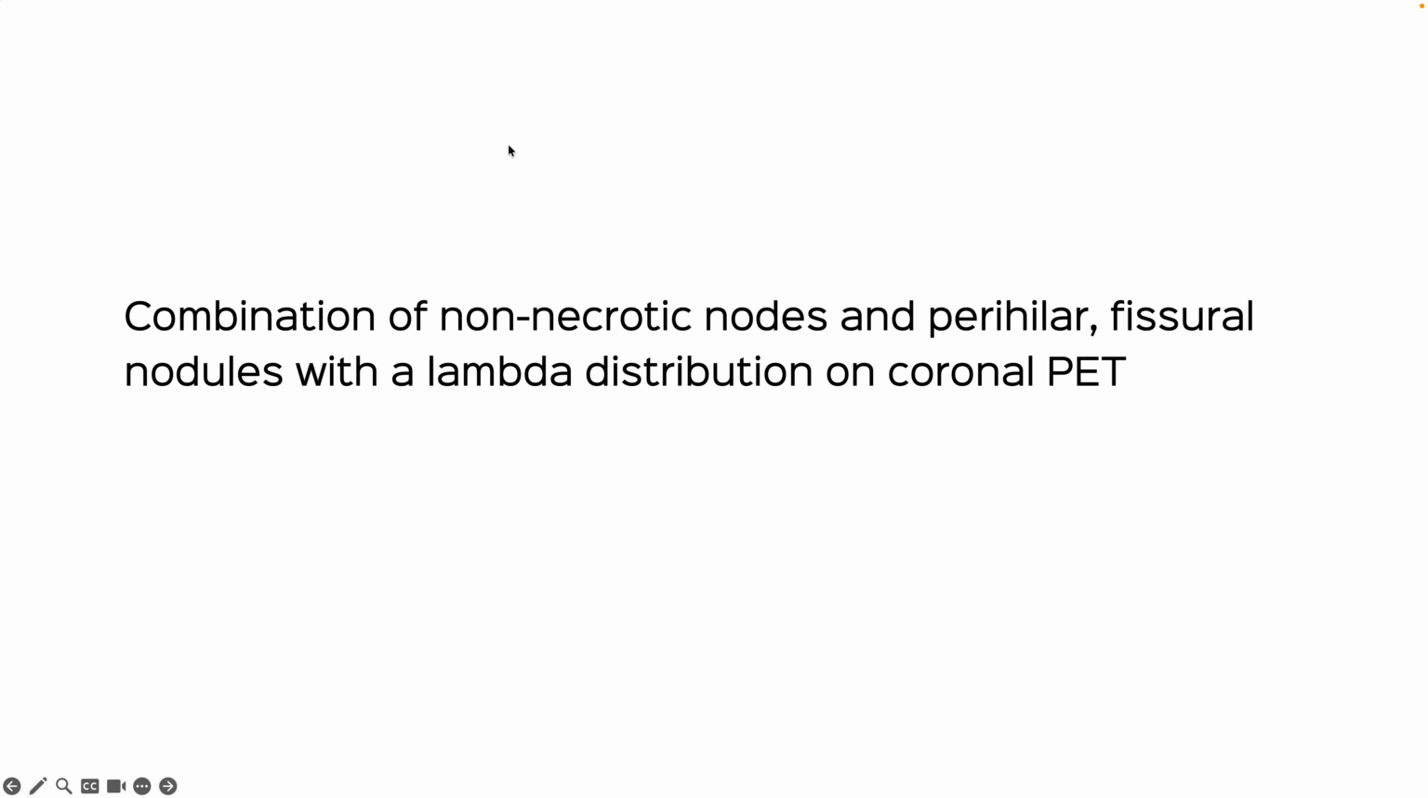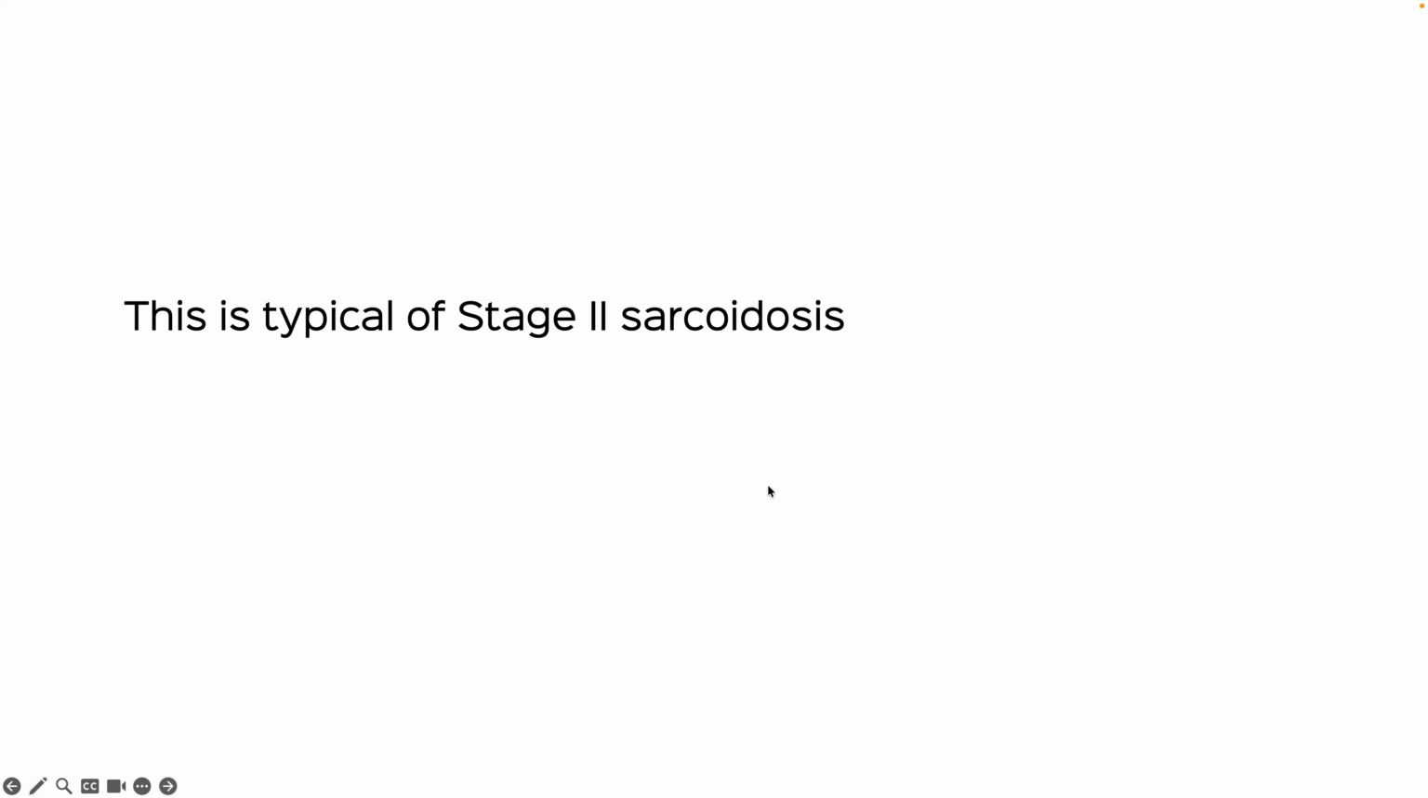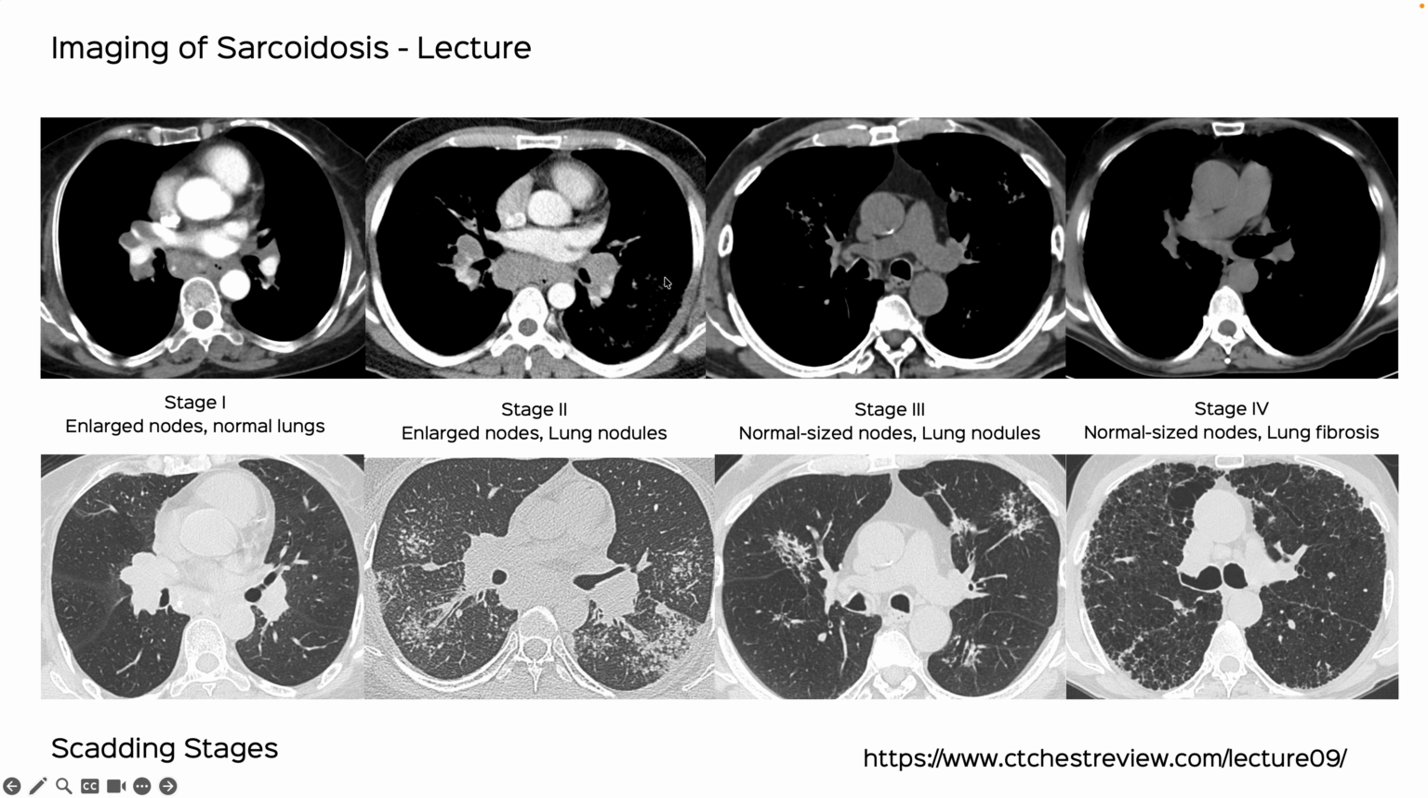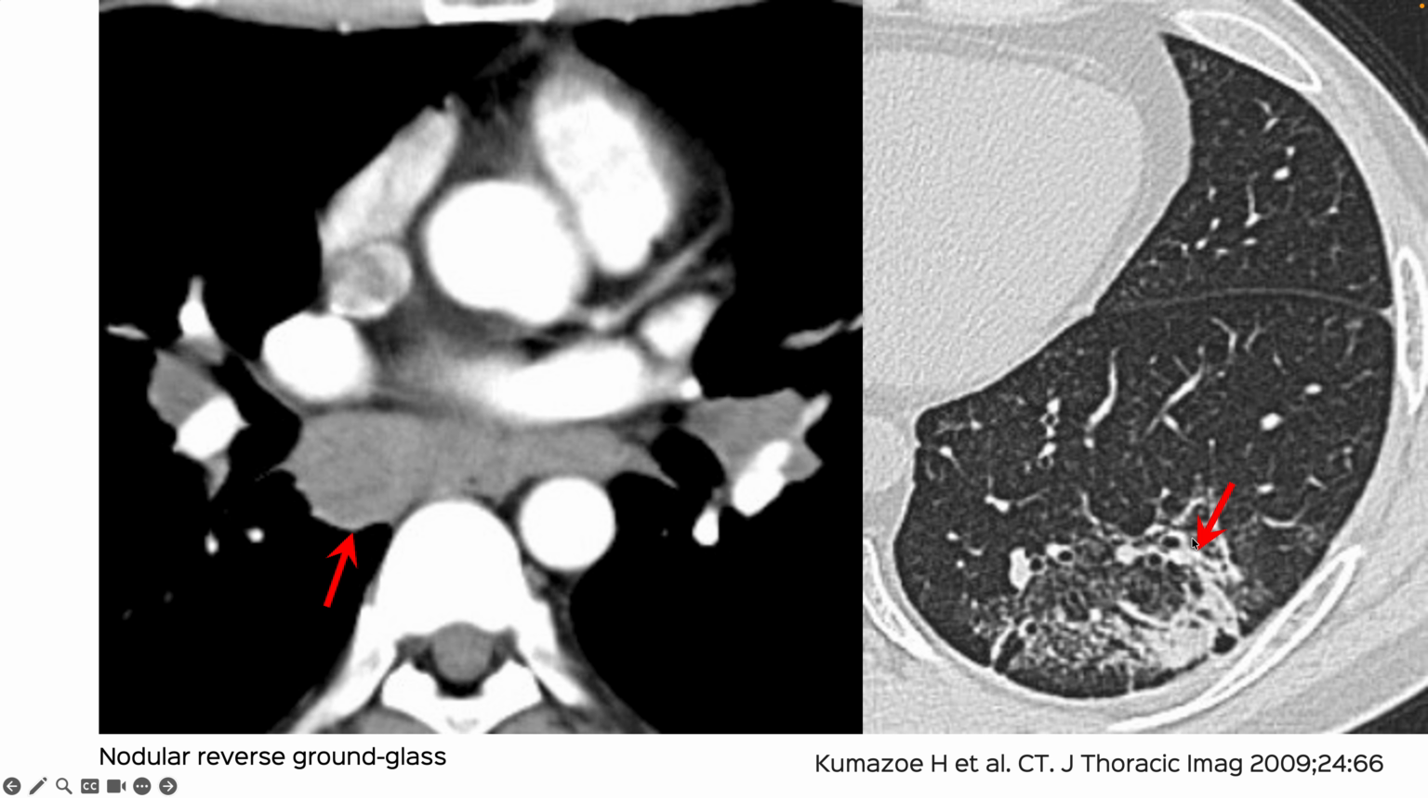But what do we have? We have a combination of non-necrotic nodes and perihilar fissural nodules with a lambda distribution on coronal PET, which is classic of stage 2 sarcoid. And these are the stages of sarcoid. I had done a lecture at ctchestreview.com, and you can see here stage 1, nodes, normal lung, stage 2, nodes, abnormal lungs, stage 3, nodes not present and abnormal lungs, and then fibrosis, which is stage 4.